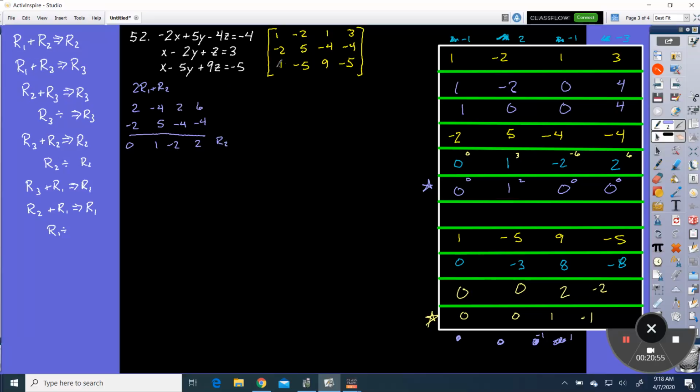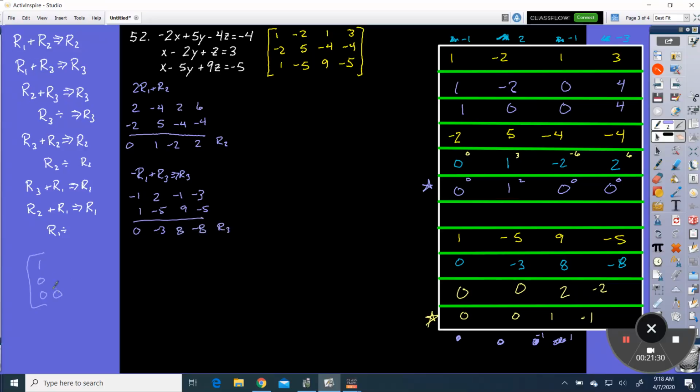Now to get row 3 to become a 0 at the beginning. So remember, in your process, you're trying to go 1, 0, 0. That's the first thing you're trying to do, is get that 0. Okay, so I want this 1 to disappear. So I multiply all of the top row by negative 1, add it to row 3, and it's going to make a new row 3. So I have negative 1, 2, negative 1, negative 3, 1, negative 5, 9, negative 5. So that makes 0, negative 3, 8, negative 8. Okay, so that's my new row 3.